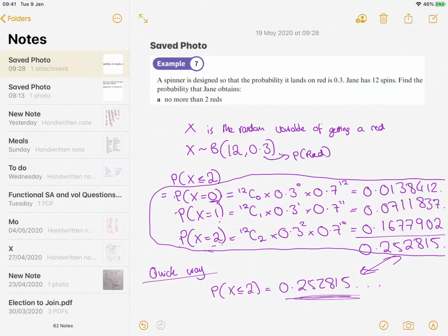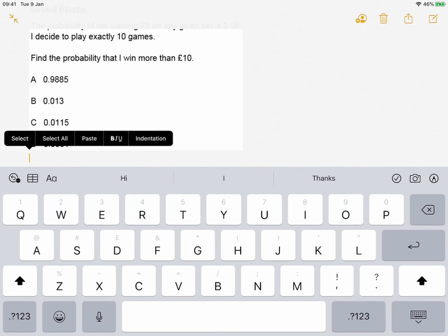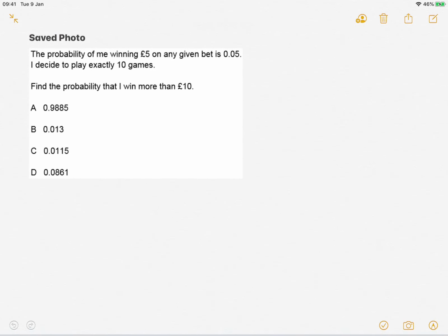Okay, the other one I'd like to go through is this question here, which again I got a few messages about, which is really good. If you're stuck, then definitely message me by emailing me.